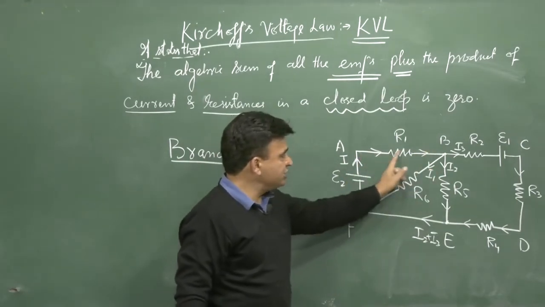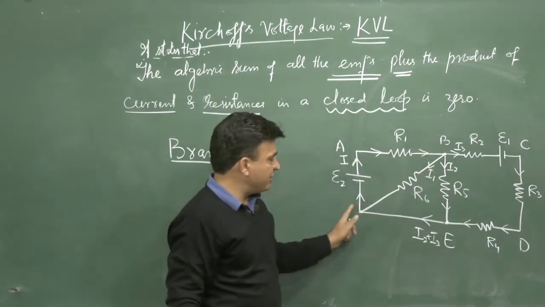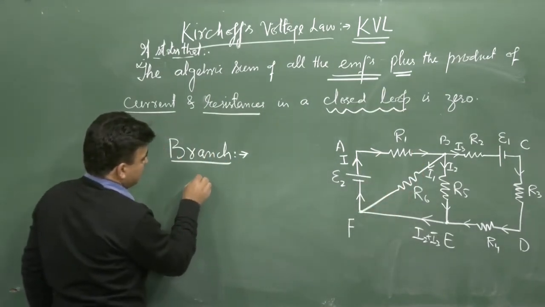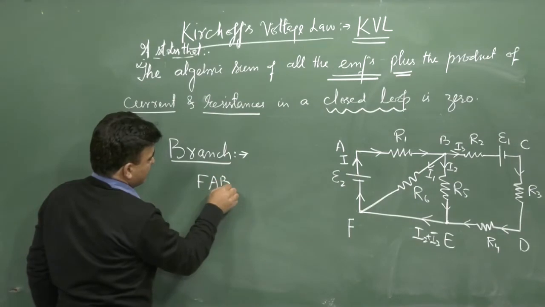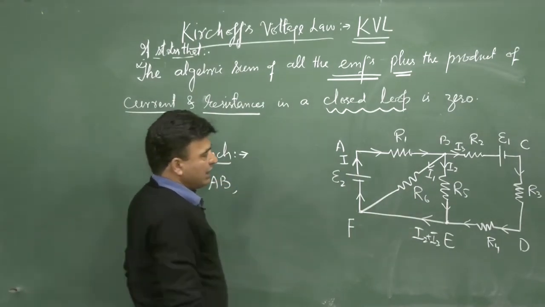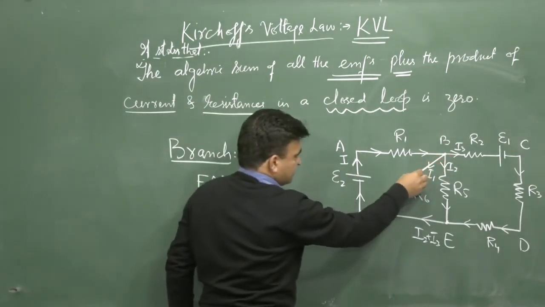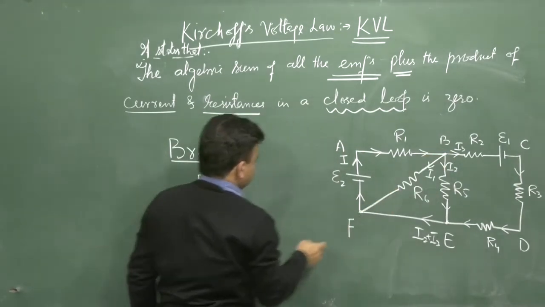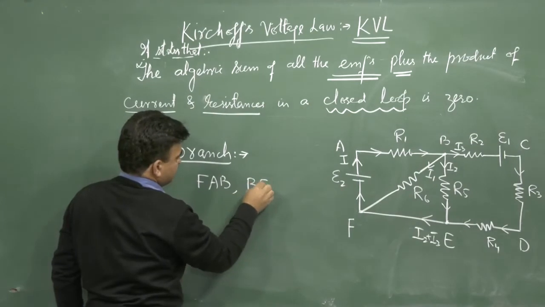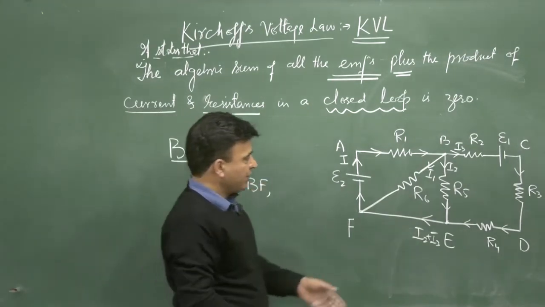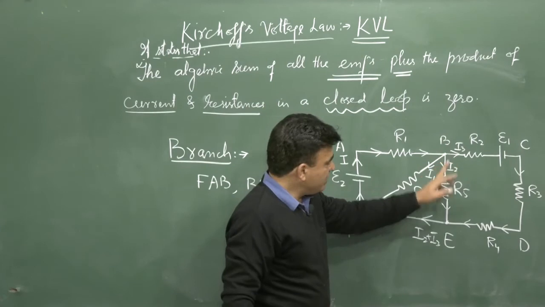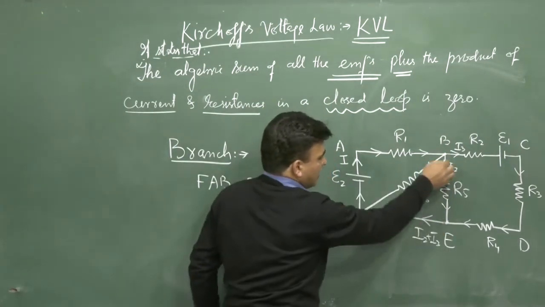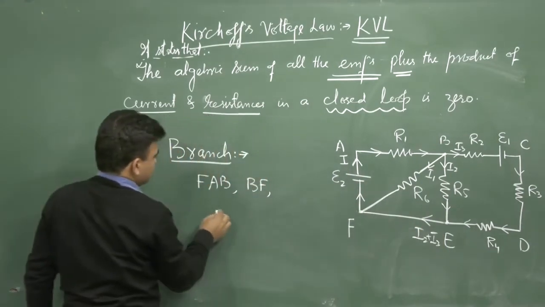As there is no change in current, current remains the same in this part. So the first branch which I am going to write here is FAB. This is the branch. Again, if I see this one, current I1 is flowing from B to F. This is also a branch, BF, as it remains the same. Here, from B to E, again the current is the same, I2, so BE is also a branch.